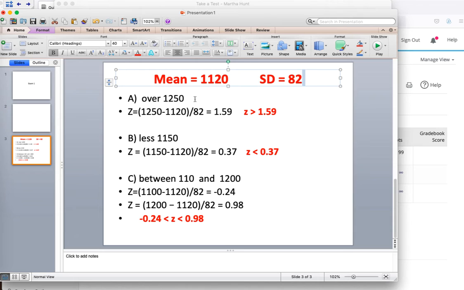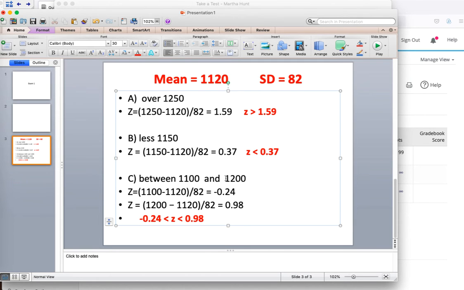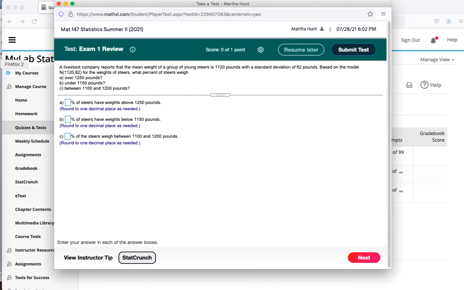First, we calculate the z-score for over 1,250. Then the z-score for less than 1,150. And then two z-scores, one for 1,100 and one for 1,200. So we come up with some z-scores. And then we're going to go back to our problem.